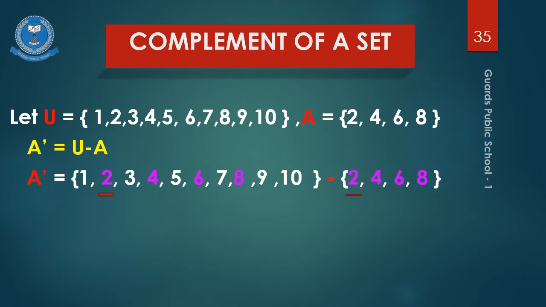Means 2, 4, 6, 8, which are the members of set A, we do not write, and we write all the remaining members of the universal set. Means A complement is equal to 1, 3, 5, 7, 9 and 10. Now this is the answer of A complement.